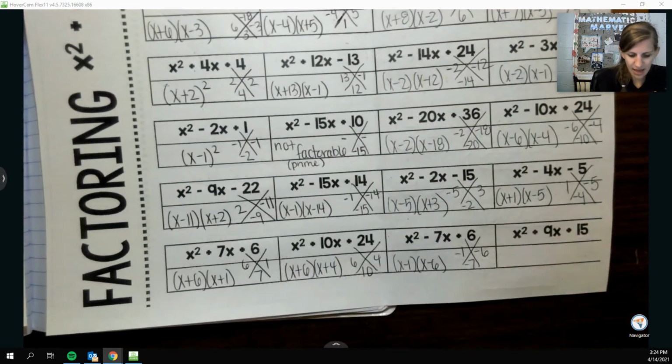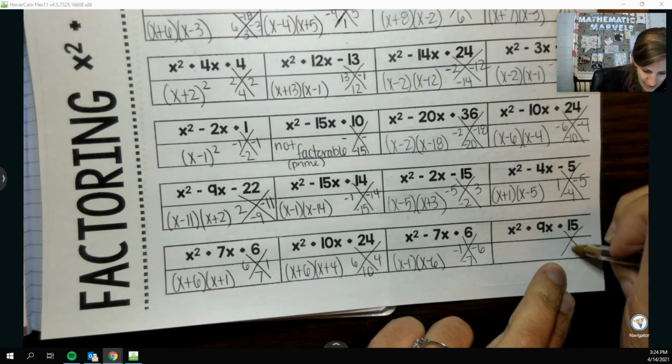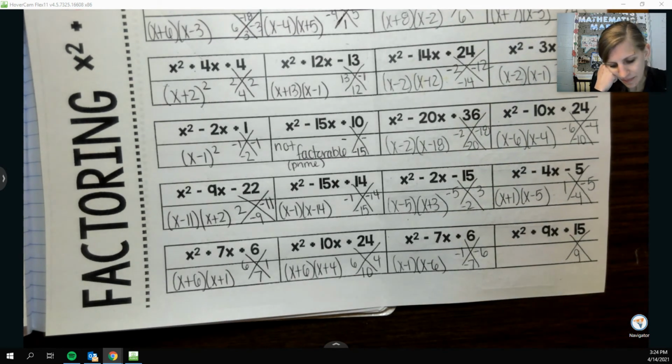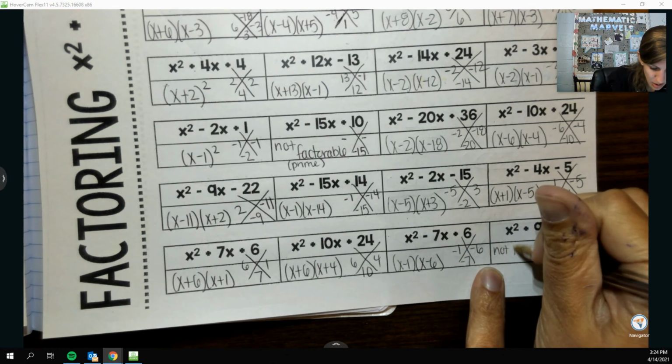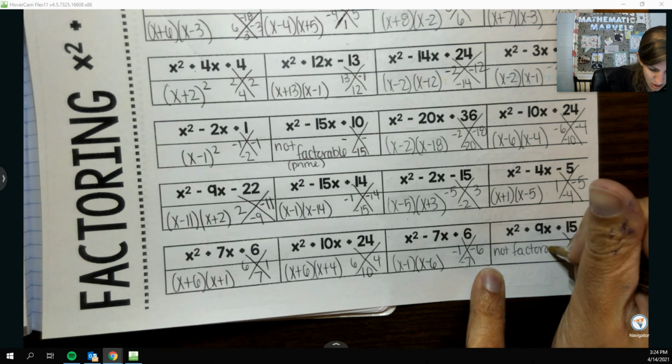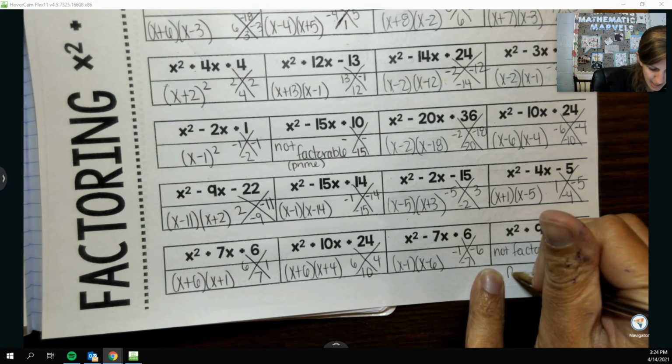And then lastly, what multiplies to 15 and adds to 9? The only things that multiply to 15 are 1 and 15. And I can either get 16 out of that or 14 out of that, positive or negative, or 3 and 5. But with a 3 and a 5, I can only get 8 or 2. So I think that's another one that's not factorable, aka prime.